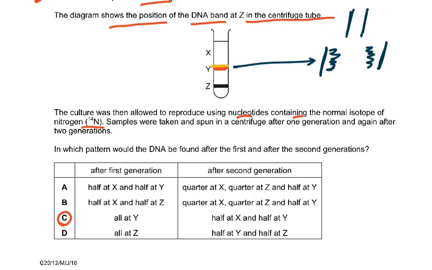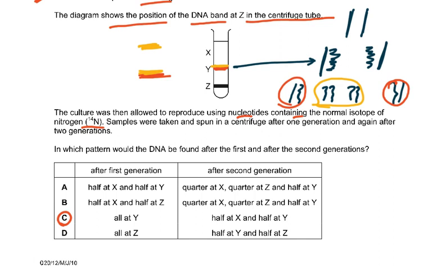And then what would be after the second generation? We would have this, then this, then this, and then this, which I've shown you before in another question. So all the hybrid would be here, the hybrid would be here, and the light would be up, which is this one, and the hybrid is this one. So half at x and half at y.